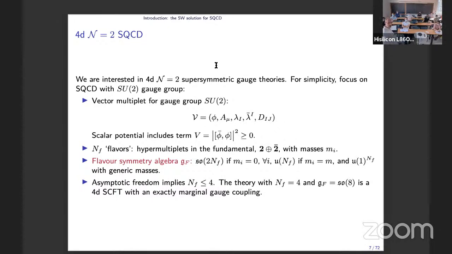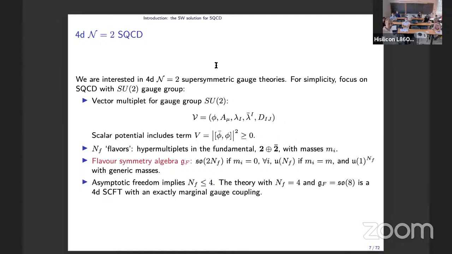And we consider N=2 supersymmetric vector multiplets, which include the scalar phi. And the scalar potential includes this term, which is the commutator of phi and phi bar, with phi in the adjoint of SU(2), squared, so that in the vacuum in particular, you can diagonalize phi. We'll consider the SQCD setup.